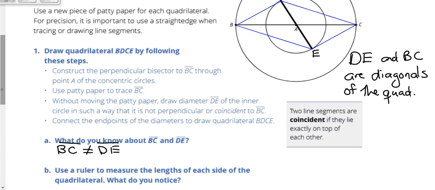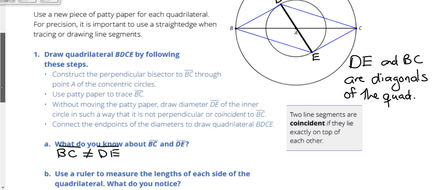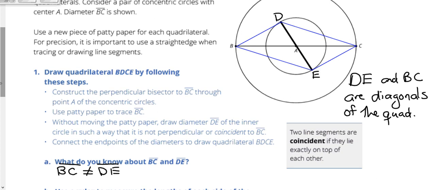Now, the other thing that we know is that A is the center of the circle, of both circles. So that means the length of AE, and let me move it back up here a little bit, we know the length of AE and AD are equal to each other because they're both radii.